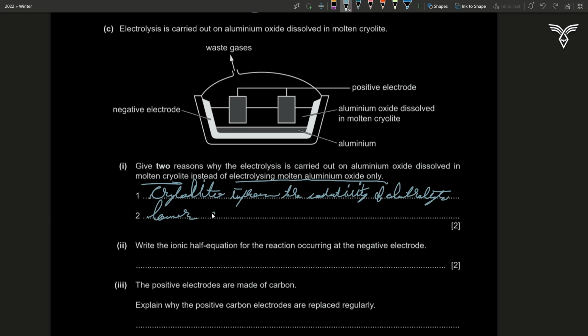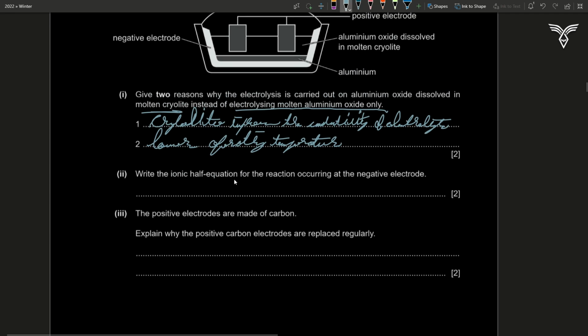It lowers operating temperature, or lowers the temperature at which I need to be for the electrolysis to happen. So this also should be a better environment with a more efficient process overall.